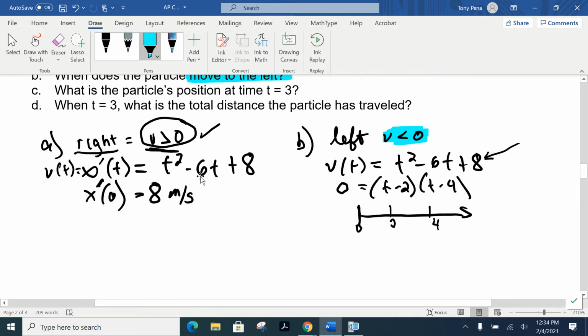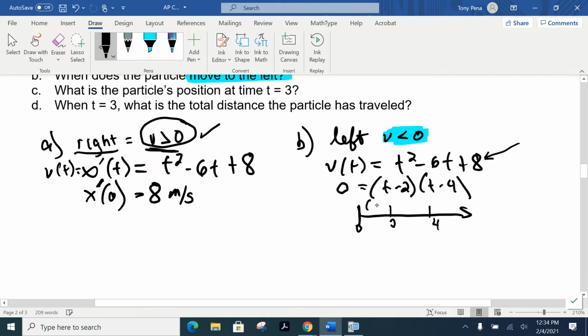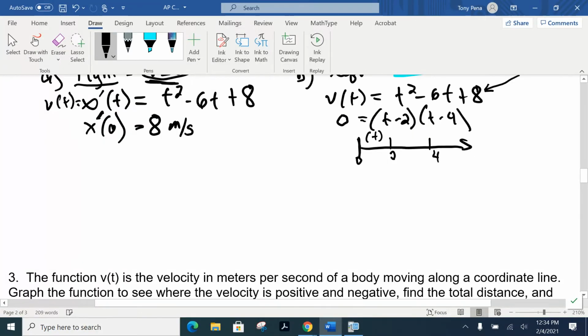All right, hopefully when we do our signs, what do we get? We all get positive at the beginning there. No tricks with this one. These should alternate nicely: positive, negative, positive. So here is where we're moving to the left. We are moving to the left, starting at 2 and concluding at the time of 4.